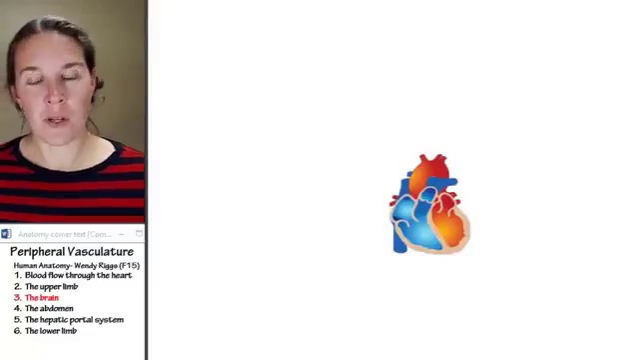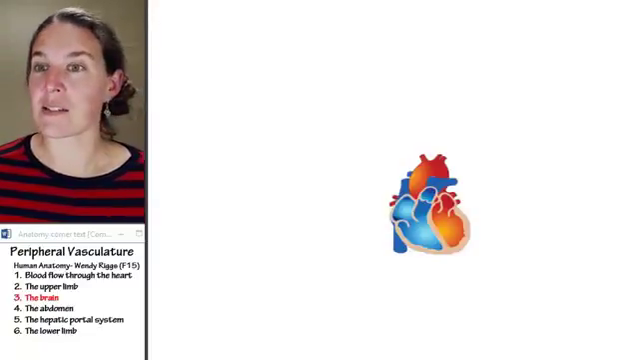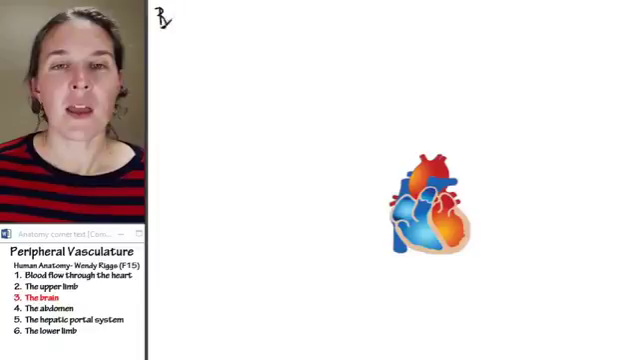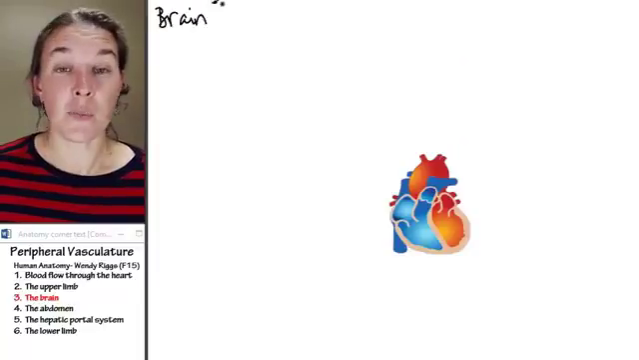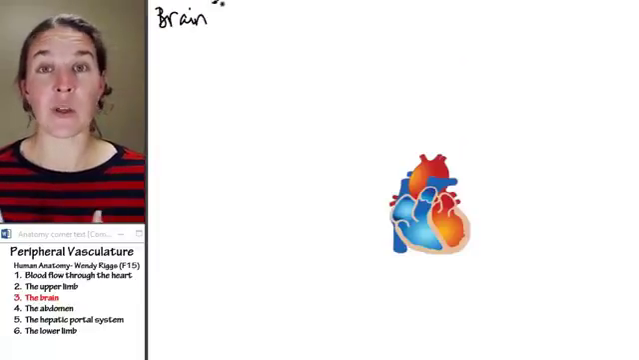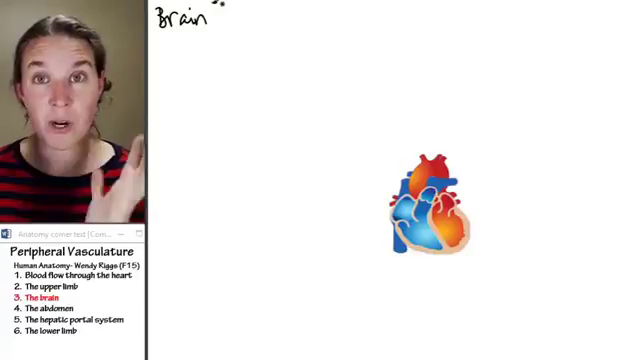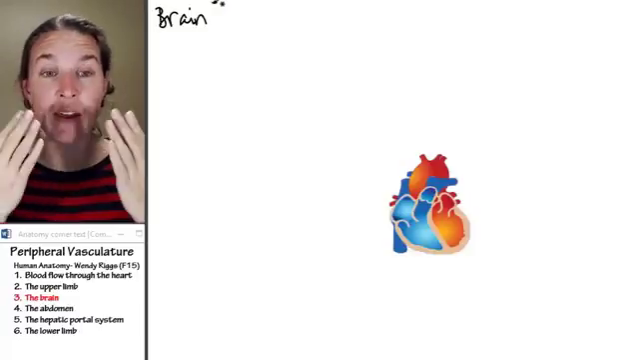Brain is an important one. We probably should make sure we've got a nice little blood supply. We're going to deal with the brain. We're going to deal with arterial circulation to the brain. We're going to get fresh, good blood there.